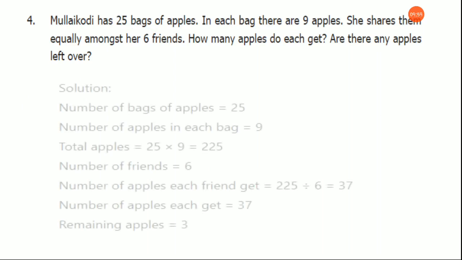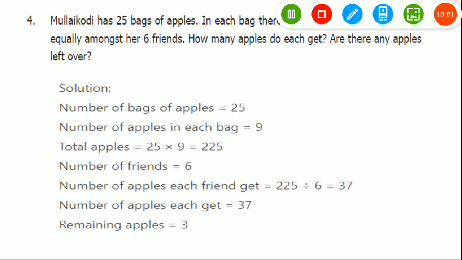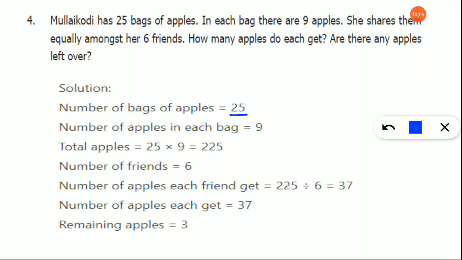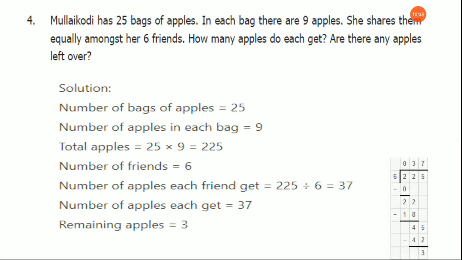Shall we solve this sum? Now, the number of bags of apples is 25. The number of apples in each bag is 9. Total apples is equal to 25 into 9. Only when you multiply, you will get the total value. Then number of friends, 6. Number of apples each friend gets. For that, we have to divide this 225 by 6. When you are dividing, you will be getting a remainder here. That is why we are writing the remaining apples is 3. Okay. Is it clear, children?